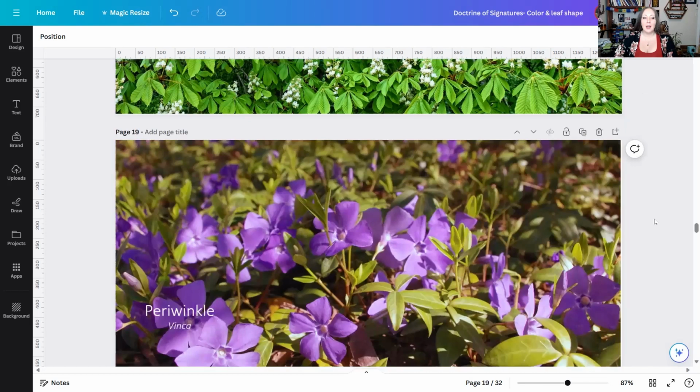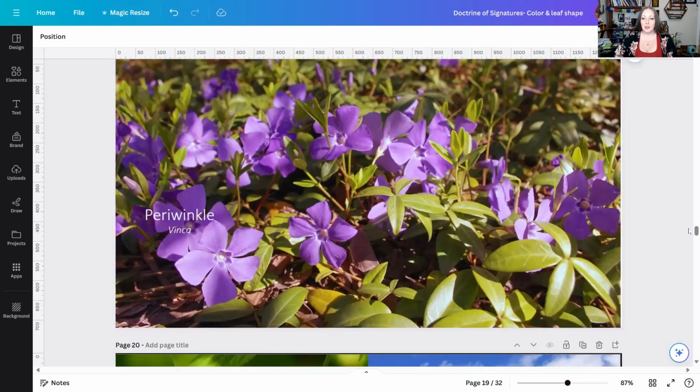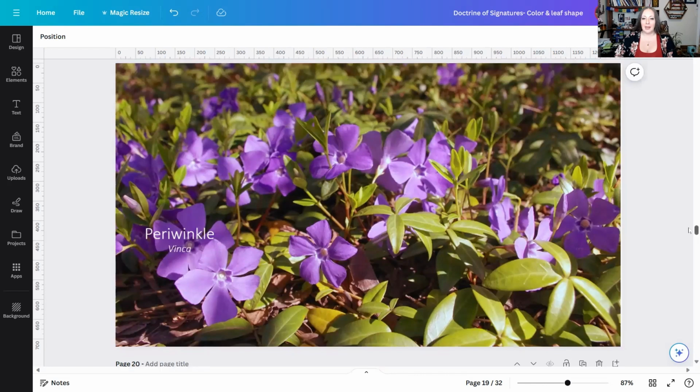So, moving on, we're going to talk about the periwinkle plant here, which is known for its invasive growth. Invasive growth is a signature for cancer fighting properties, such as those found in periwinkle.